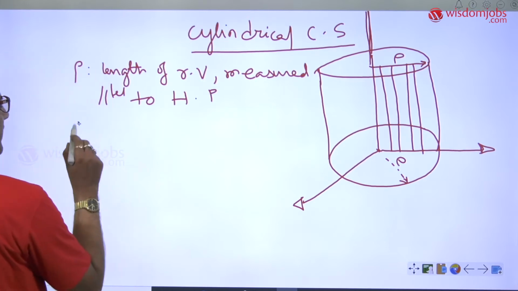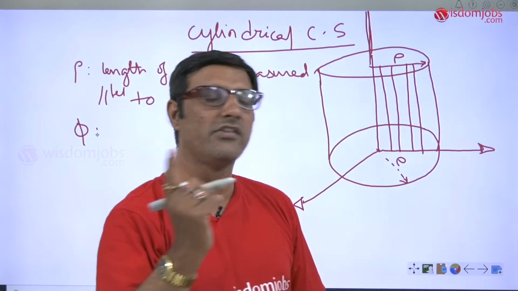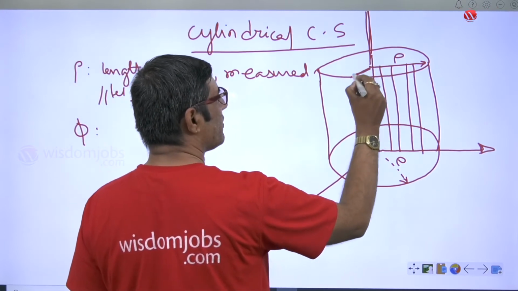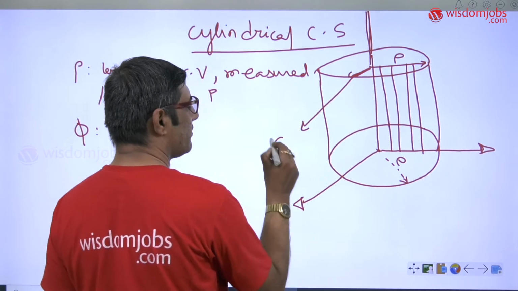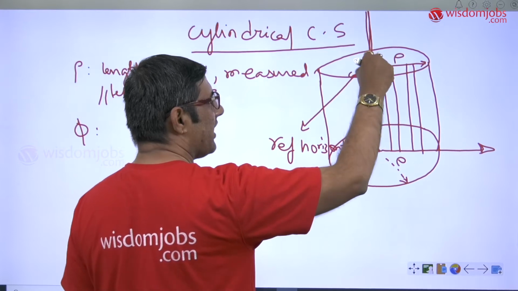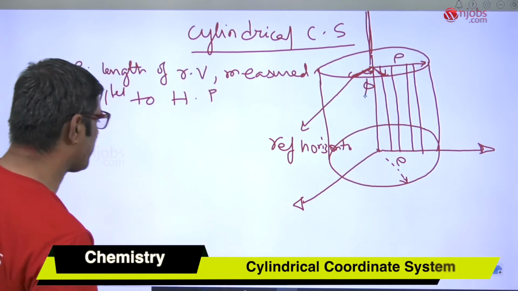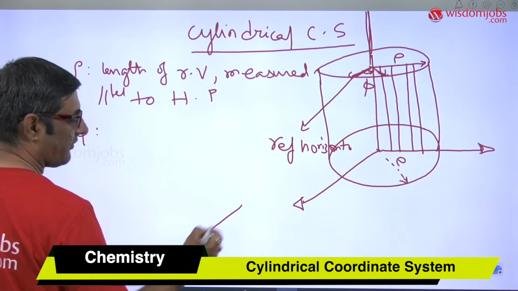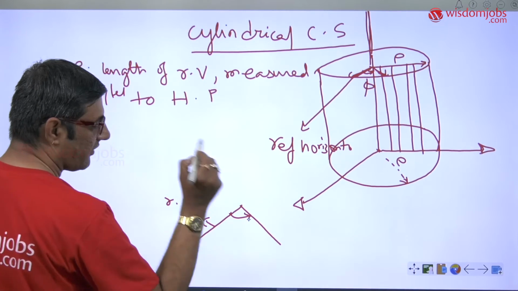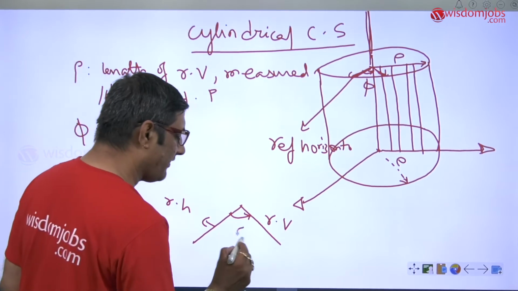Next, what is phi? We have got one angle. I told you about rotating by an angle of 360 degrees. So, let me say that this is the reference horizontal. From this reference horizontal, how much angle does a point make? That angle is your phi. If I show you separately, this is the reference horizontal, and with respect to this direction, the angle the radius vector makes, we are going to call phi.